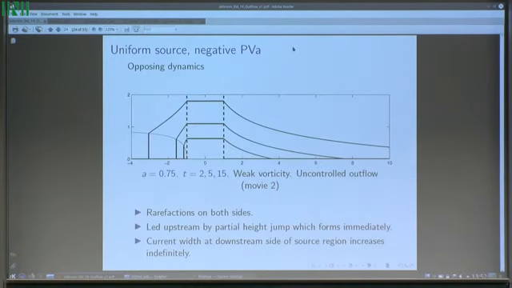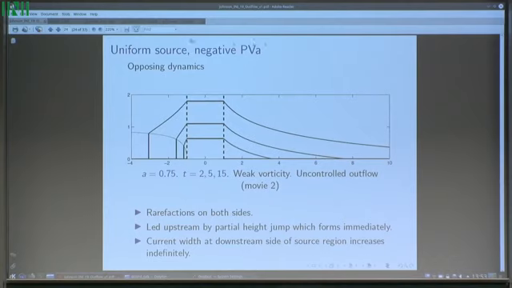The interesting ones are when the PV is negative, because then the vorticity is trying to drive the flow in this direction, but we now have a Kelvin wave in the problem which is trying to drive the flow this way. And so the flow, actually in this case for very weak vorticity, is uncontrolled, and the fluid that just comes out of the source just continues to go outwards.